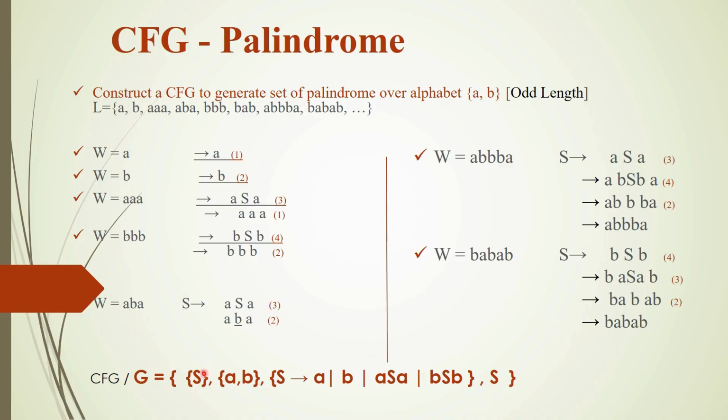Here you can see the tuple of the grammar. S is your variable or non-terminal, then these are your terminals or symbols, your production rules, and then your starting point. I hope you understand this. So this is how you can generate a context-free grammar for any of your context-free languages. I hope you understand.